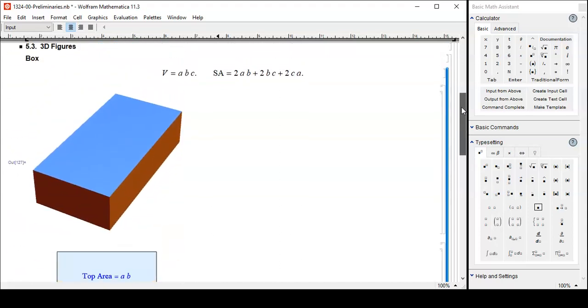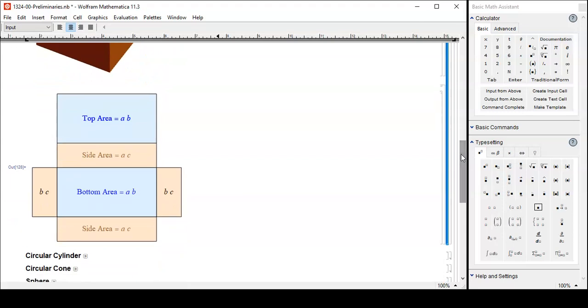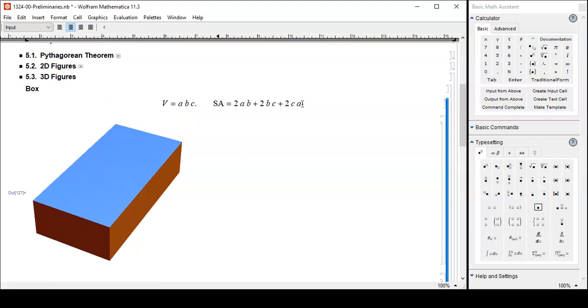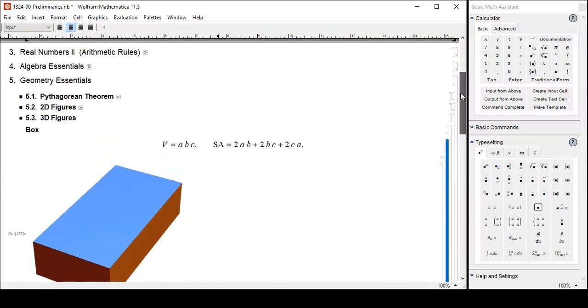And as for the surface area, you can cut off and expand those. We call that the net. And top area, bottom area, and four sides. So you can add those up, and then you get 2AB, and then 2AC, and 2BC there. That's how you get the surface area formula. If you actually draw this net, it's easy to see.